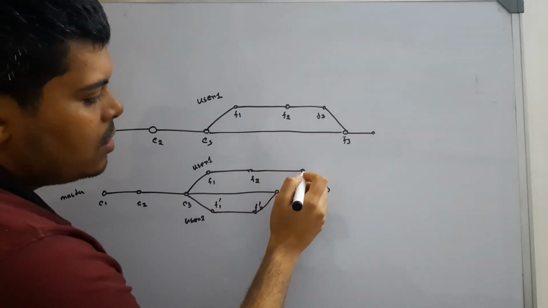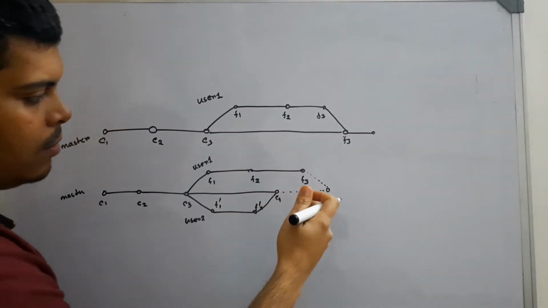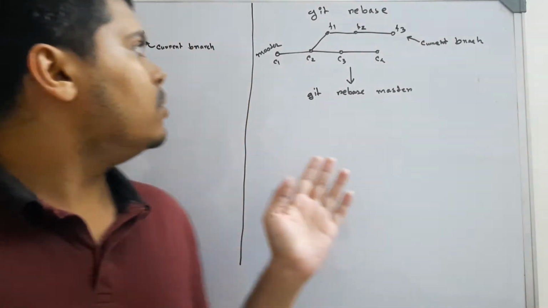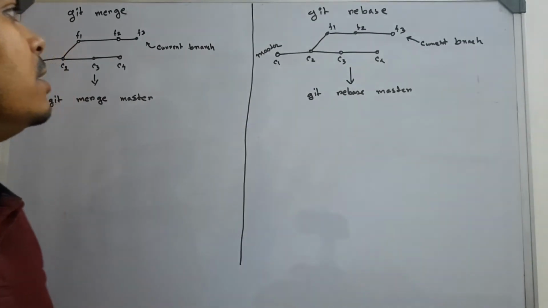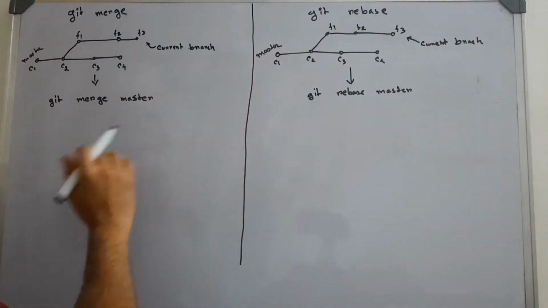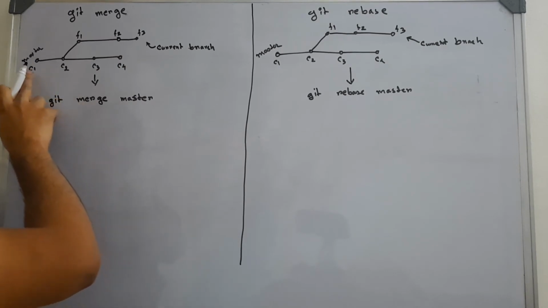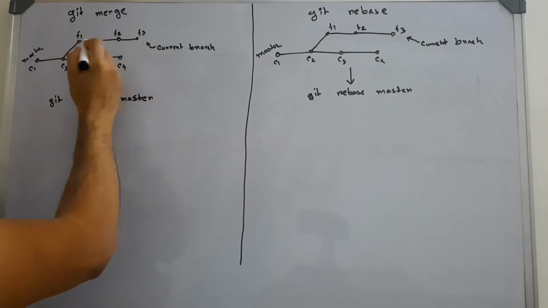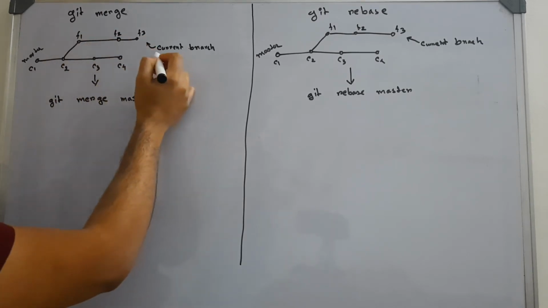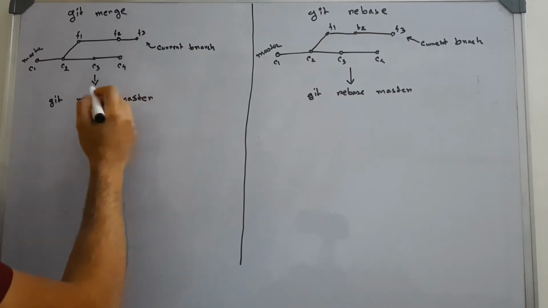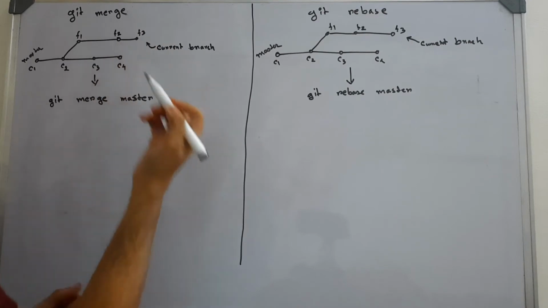So how will merge work? Next we will discuss those two commands. Now let's discuss these two commands, git merge and git rebase. As I have mentioned here, in the master branch we have commits C1, C2, C3, C4, and the user is working on a feature with F1, F2, F3, and is on the current feature branch, and then he wants to merge his code to master.